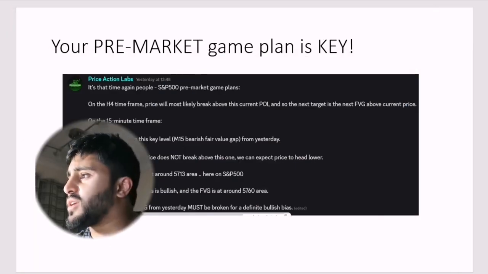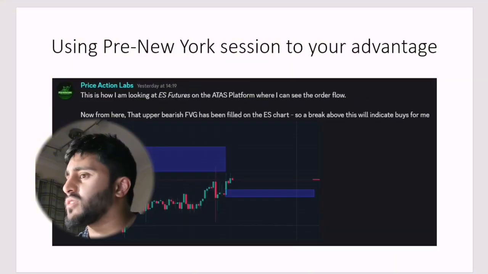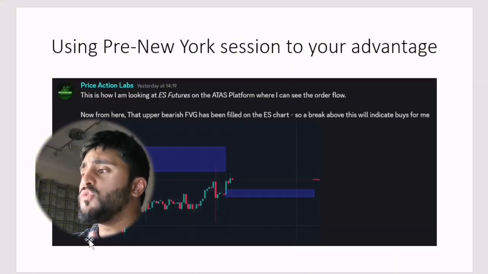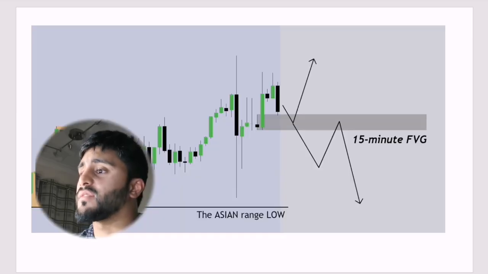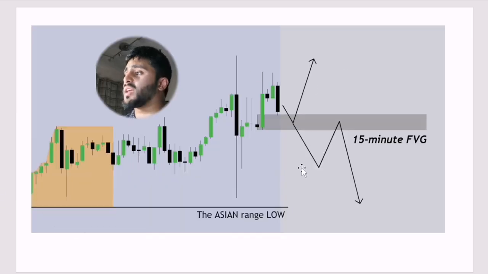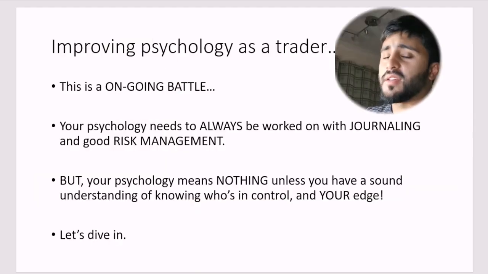Now, with that being said, let's take a look at our PowerPoint. When you form a pre-market game plan, you're typically looking at where 15-minute fair value gaps have occurred. Using a pre-market game plan is advantageous because it shows you where you want to be entering and where you want to be exiting. So essentially, this is what the pre-market game plan looked like. We have a 15-minute fair value gap. We can see the Asian range hasn't been swept in the London session. So at a 15-minute fair value gap, price can either go up or go down.